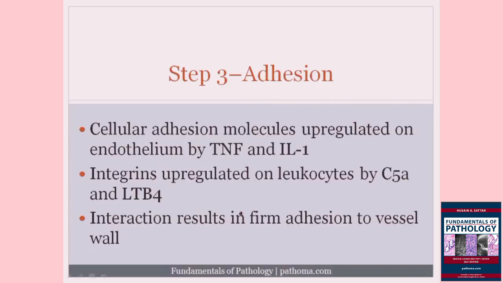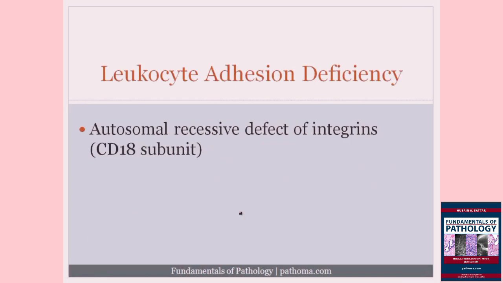But before we do that, there's an important disease that we want to discuss, and this disease is very high yield. It's called leukocyte adhesion deficiency. Now, the problem in leukocyte adhesion deficiency is that the patient has an autosomal recessive defect of integrin, one of the subunits of integrin, and you do need to know for examination that it is the CD18 subunit.